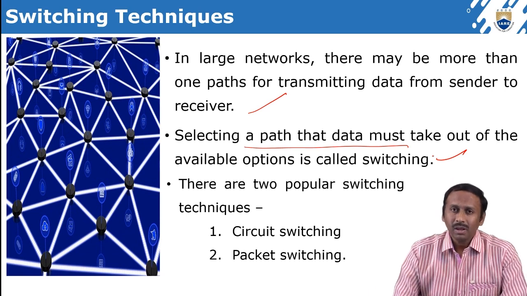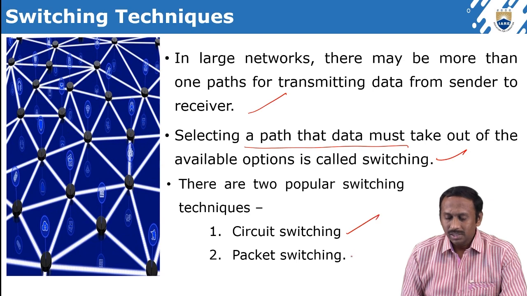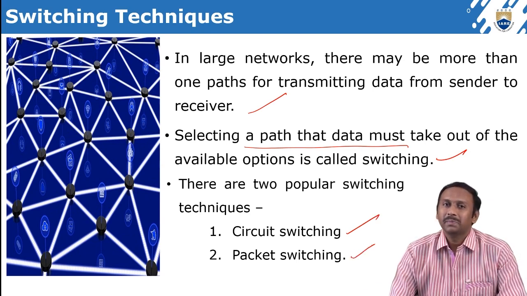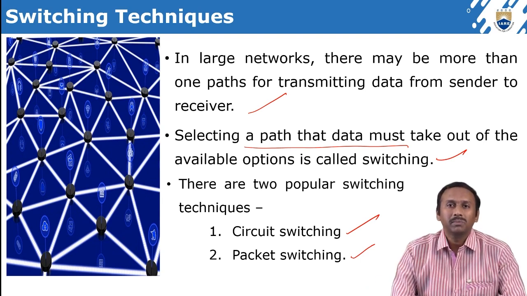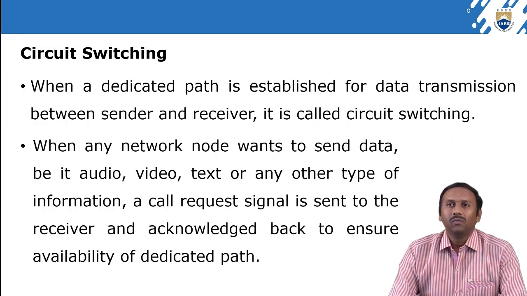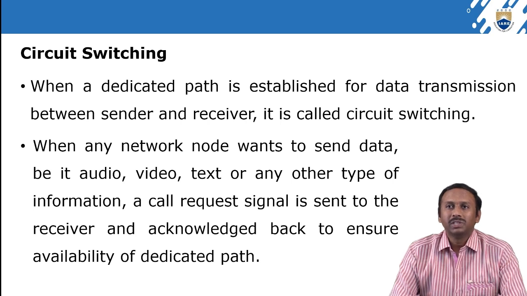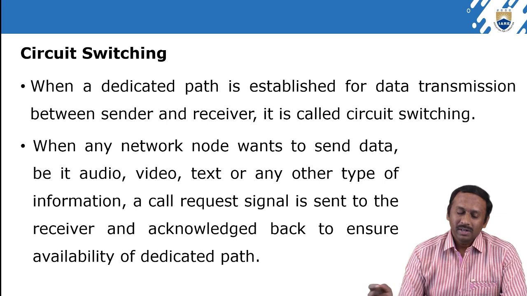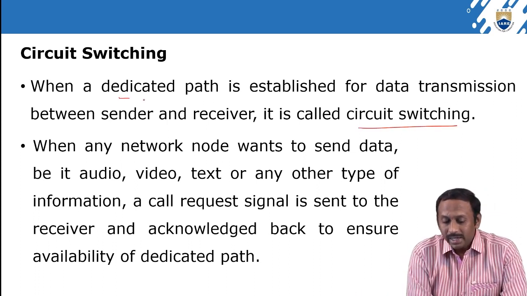That process we can call a switching process. Here we have two types of switching. One is called circuit switching, another one is called packet switching. So what is circuit switching? What is packet switching? We'll see how the data flow takes place in circuit and packet switching. In circuit switching, when a dedicated path is established for data transmission between sender and receiver, it is called circuit switching. So what will happen here? There is a dedicated path.